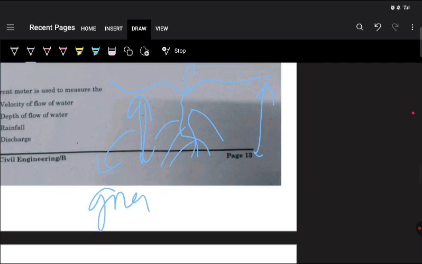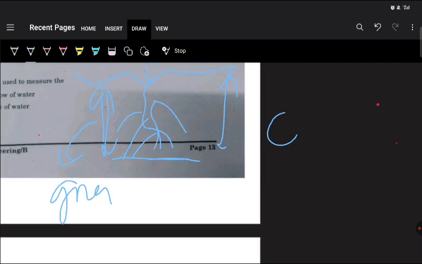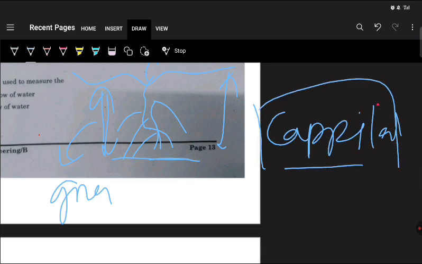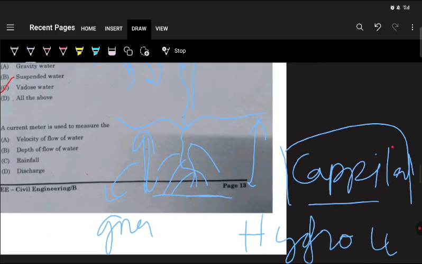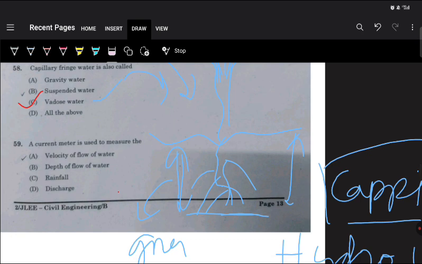Some water is available in the root zone, that is called capillary water. This capillary water is available for the crop. Some water is also attached in that portion, that is called hygroscopic water. This hygroscopic water is not available for the crop because it is held very tightly with the soil particles, so the plants cannot extract it. This capillary water is also called feathers water. Remember.